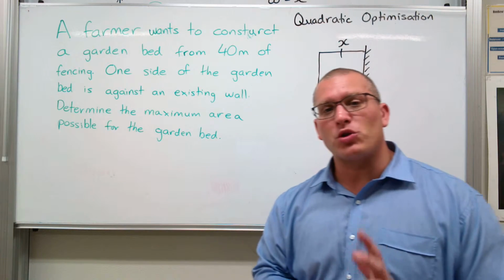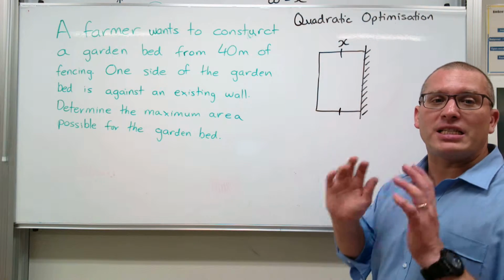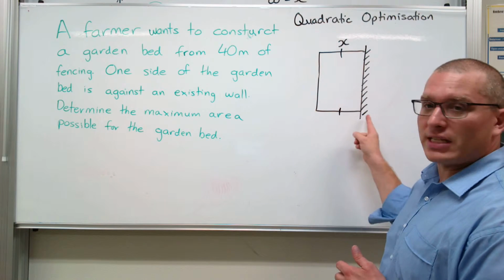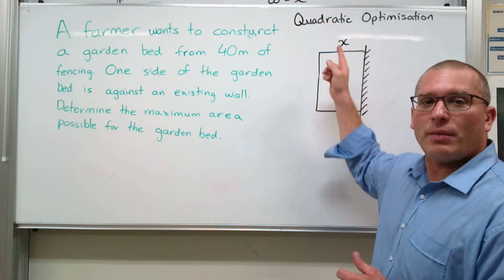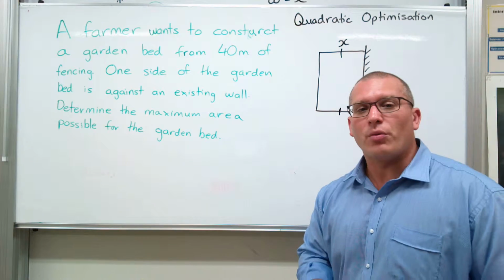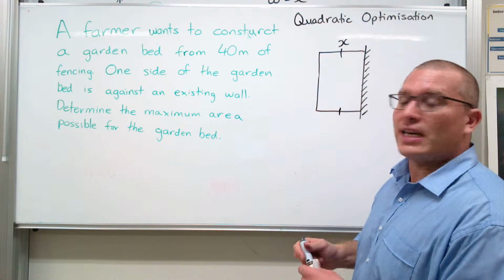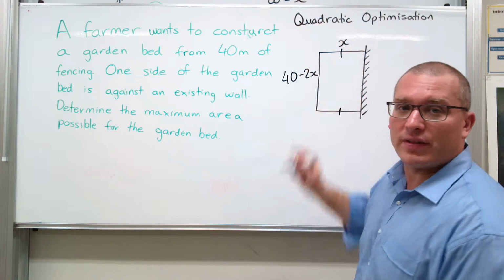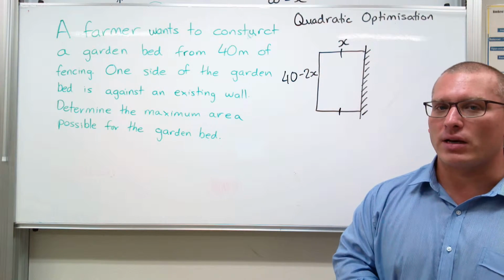So we start by drawing a diagram. Here, this side here represents the existing wall that's already there. So here I make my rectangular garden bed where these two ends are opposite. I'm going to call them a length of x. Now, given that I already had 40 meters of fencing, this side here must be a length of 40 minus 2x from either side. Now we're trying to work out maximum area.